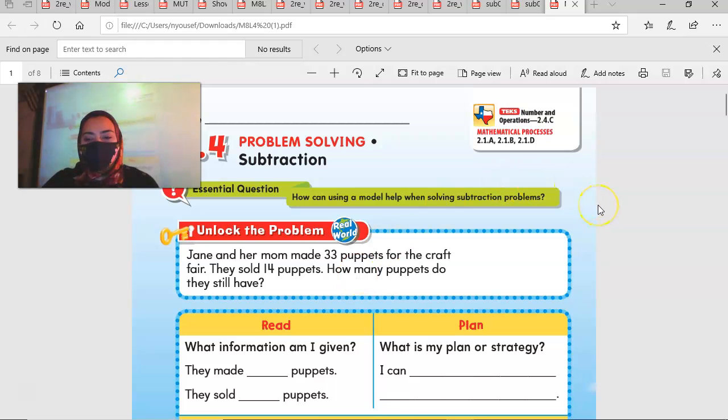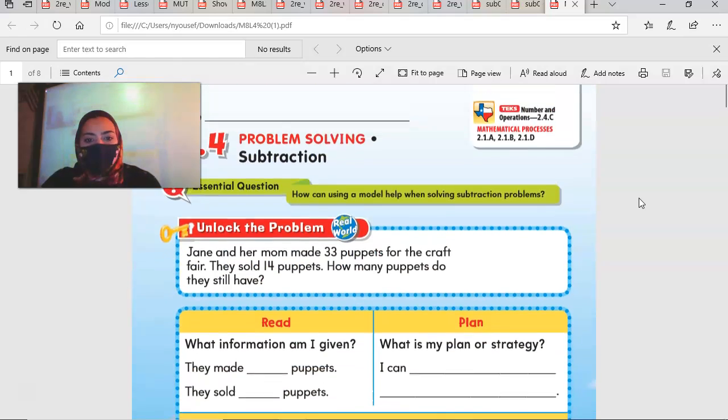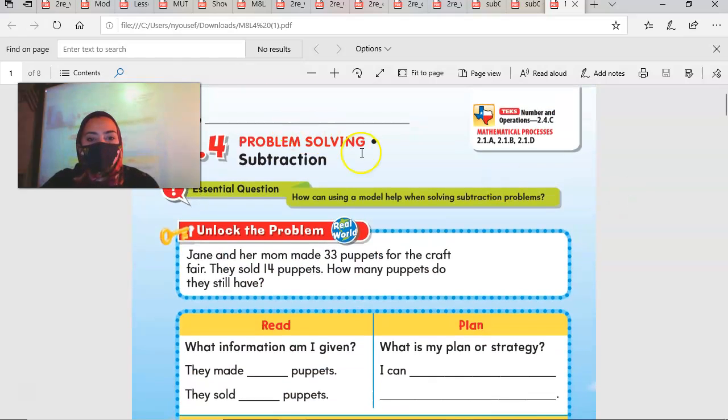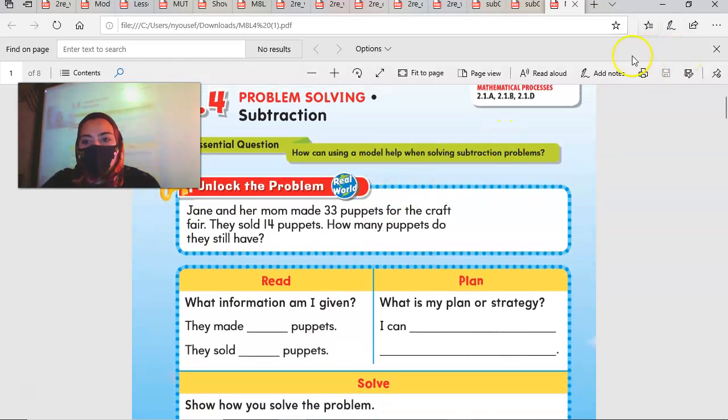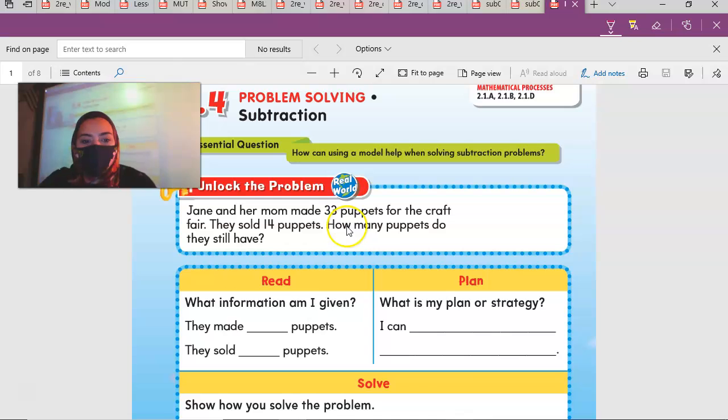Okay, we are on page 271, section 8.4. Okay, problem solving. We are going over subtracting, but now they're going to be in the form of word problems, so we have to really focus on today's lesson. Jane and her mom made 33 puppets for the craft fair.